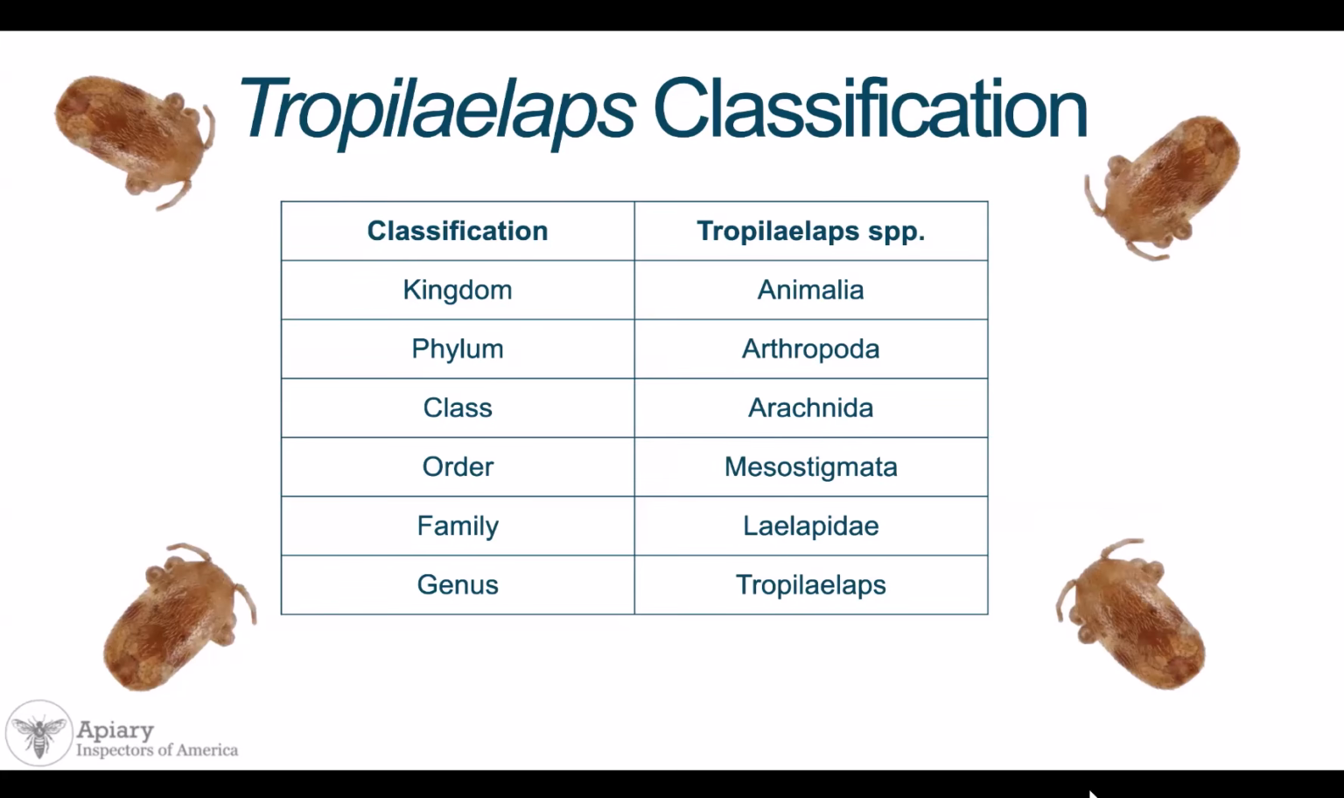And Tropilaelaps are a specific type of mites that all have Apis as host. So you have to remember that it's not just Apis mellifera. There are a variety of Apis around the world. So that's how we classify Tropilaelaps.